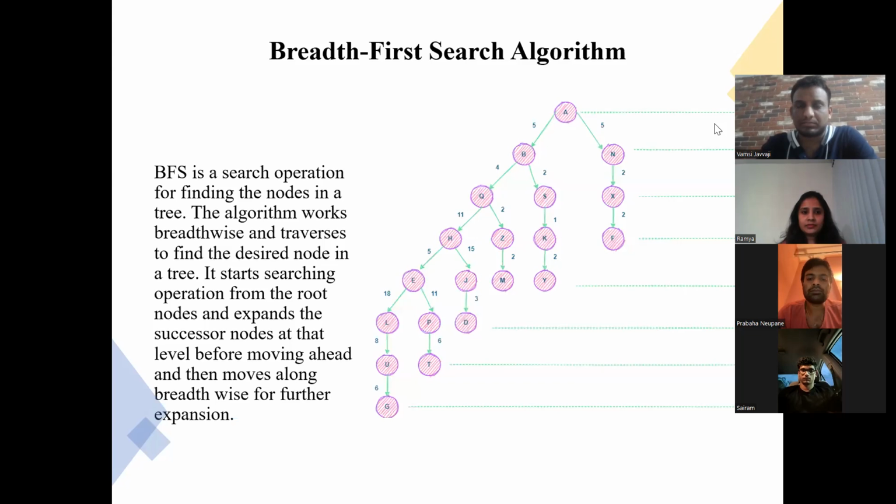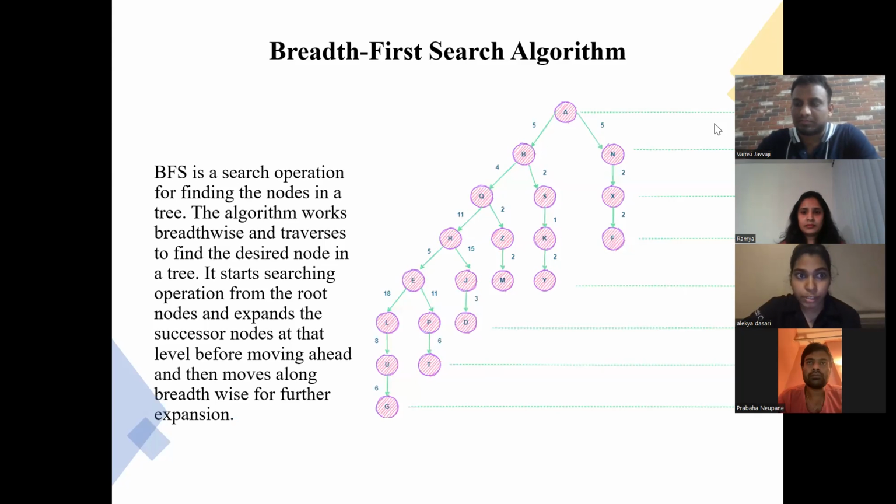Hello everyone, now I'm going to explain the breadth first search algorithm, BFS. We call this the BFS algorithm for short, and BFS is a search operation for finding the nodes in a tree, and this algorithm works breadthwise and traverses to find the desired node in a tree. It starts the searching operation from the root node and expands the successor nodes at that level before moving ahead, and then moves along breadthwise for further expansion.